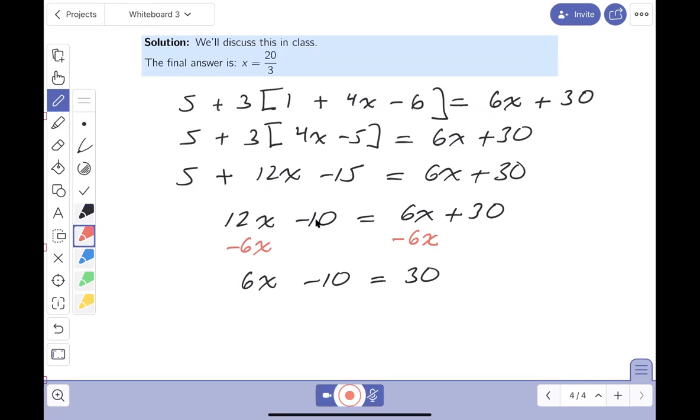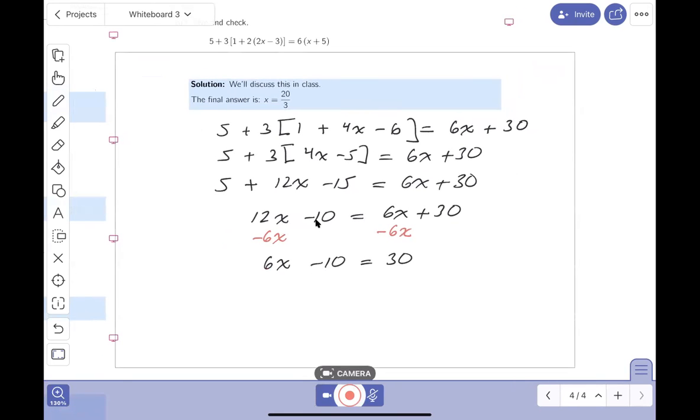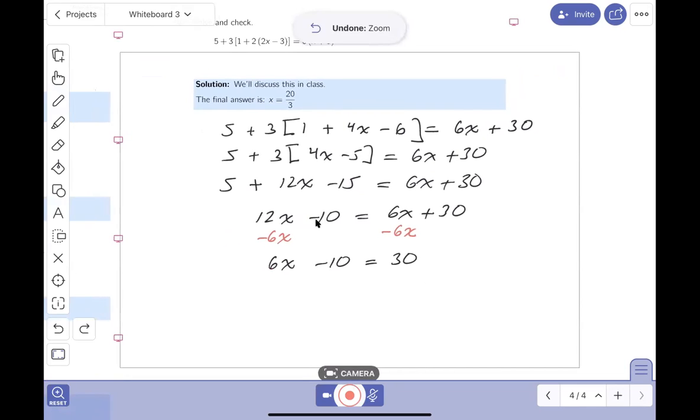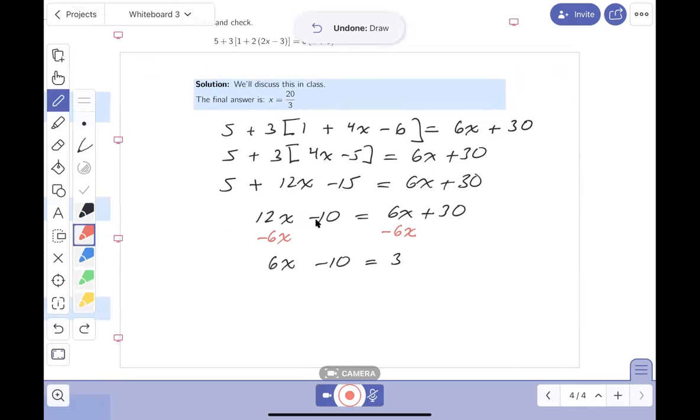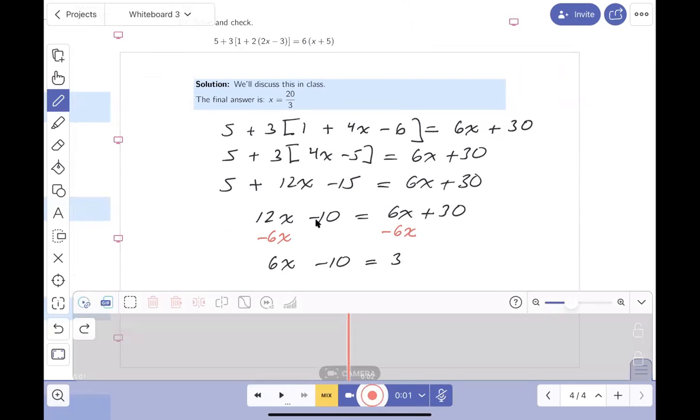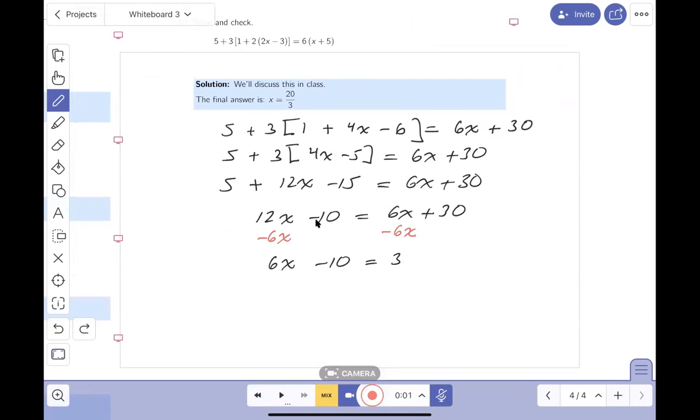What I'm going to do now is get the constant on the side by adding 10. Sorry about that. Just let me get rid of that. Whoops, I didn't mean to do that. Let me go backwards. I'm confused there. I am going to add, write that down for you, 10 to both sides.